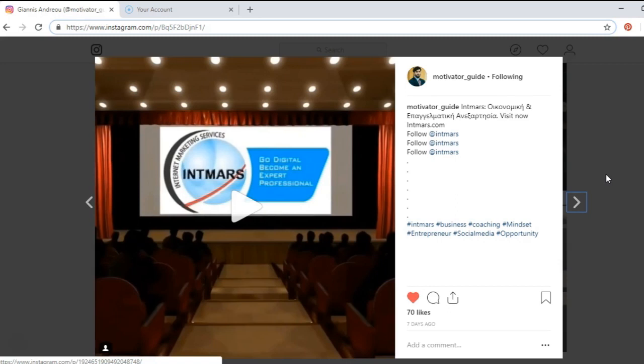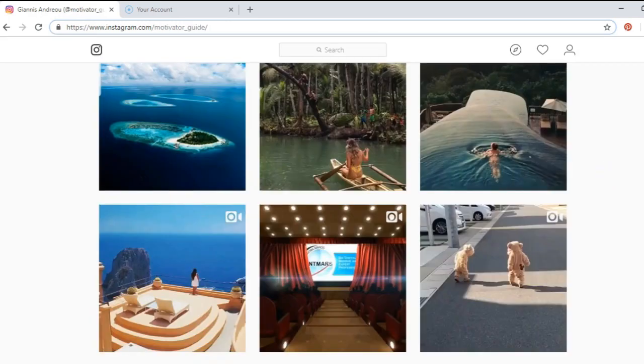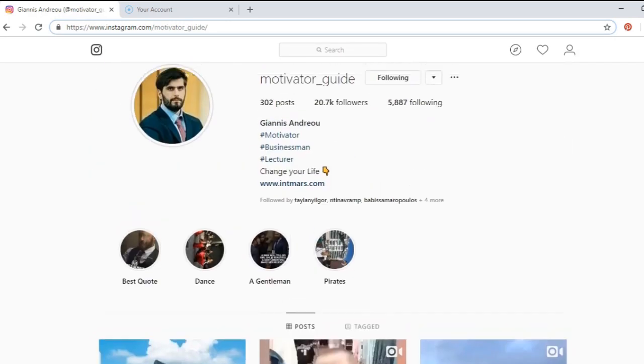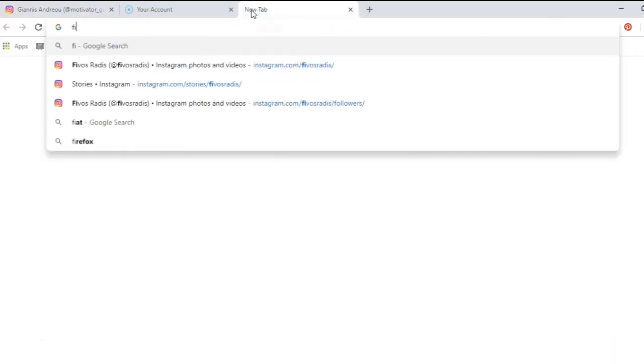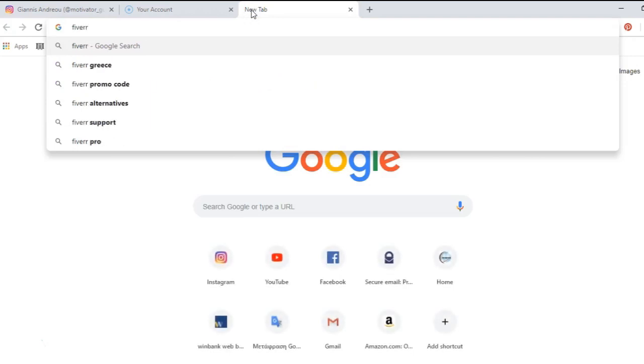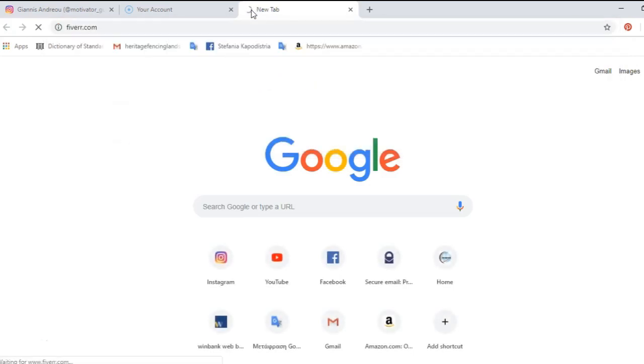So right now, I'm going to show you two different types of shoutouts that are in two different categories. The first category is paid shoutouts, and you can find paid shoutouts in Fiverr.com if you know the specific here, Fiverr.com.